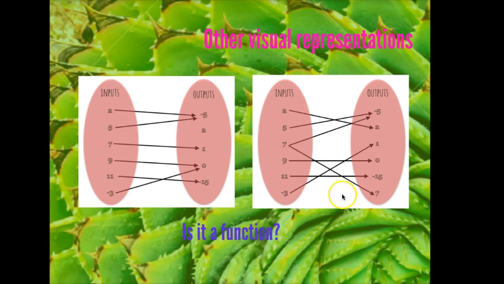And this is actually not a function, and the reason is because of this input 7. As you can see, I've got two lines branching out from it, or two arrows branching out from it, going to two different outputs. And so in this case, it would not be a function because 7 has more than one output. But the rest of them are actually okay. If it weren't for this 7, this would be considered a function.